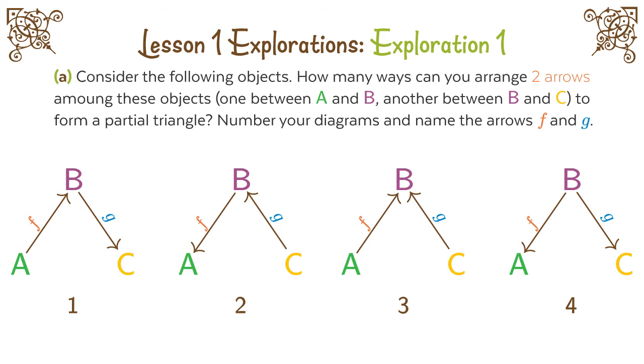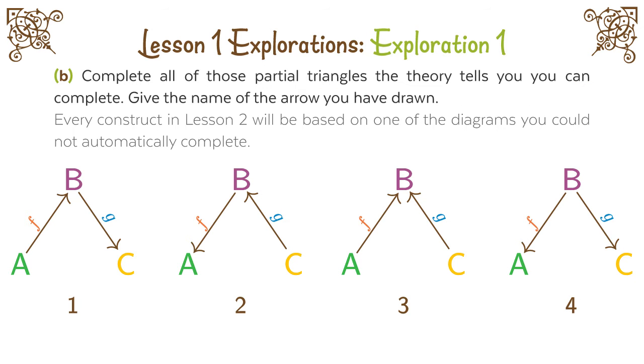Now part B asks, complete all those partial triangles the theory tells you you can complete. Give the name of the arrow you have drawn, and every construct in lesson 2 will be based on one of the diagrams you could not automatically complete.